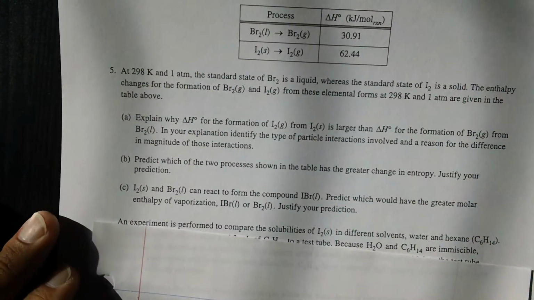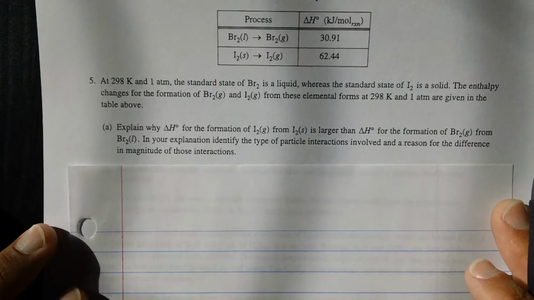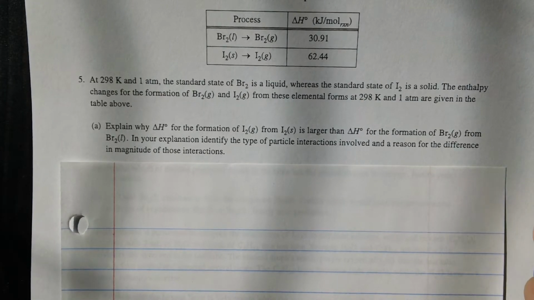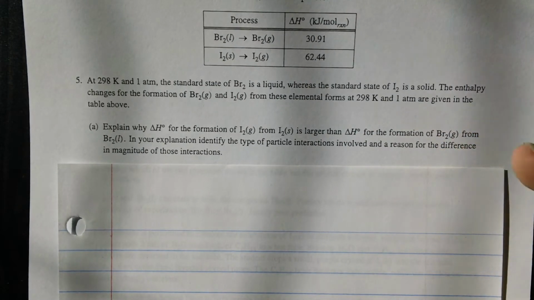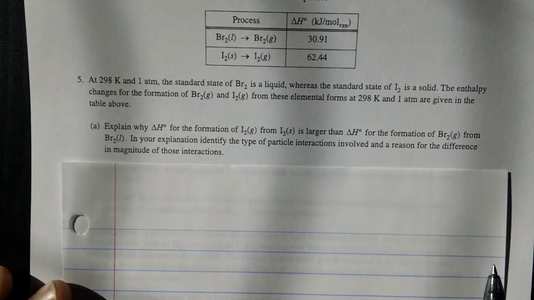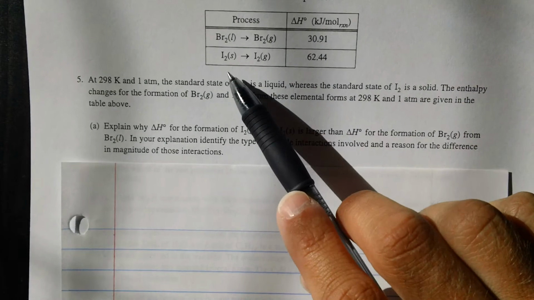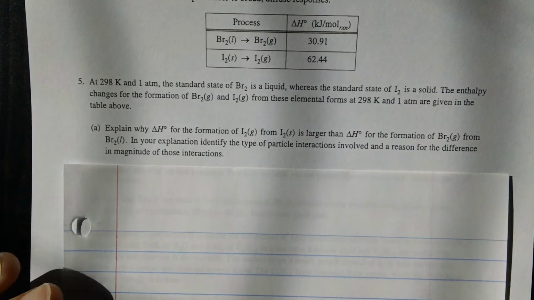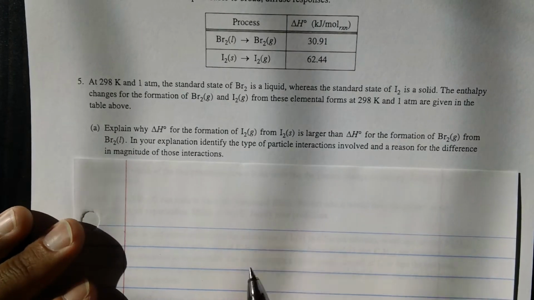Explain why delta H for the formation of iodine gas from iodine solid is greater than for bromine gas from bromine liquid. Explain the type of particle interactions involved. So it's asking us to explain this delta H here. Why does it take more energy to take that solid and rip it apart than it does to take the liquid and rip it apart? And so if we're talking about particle interactions here, we are talking about intermolecular forces.